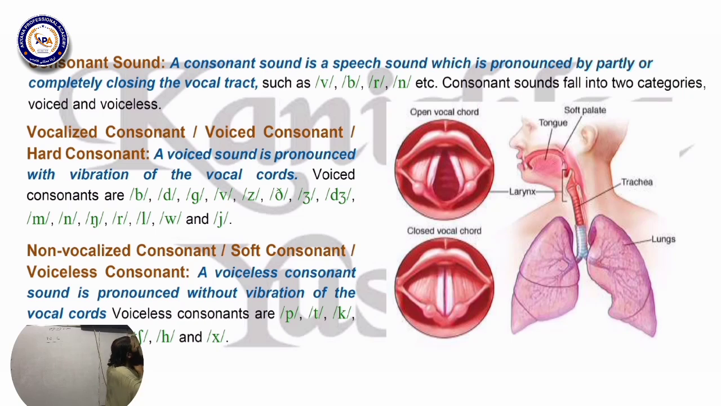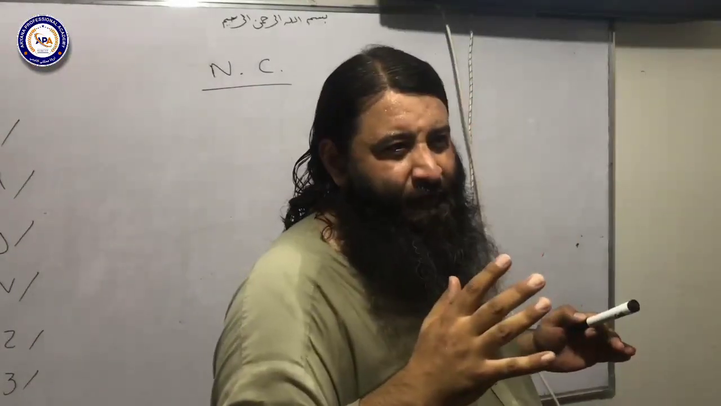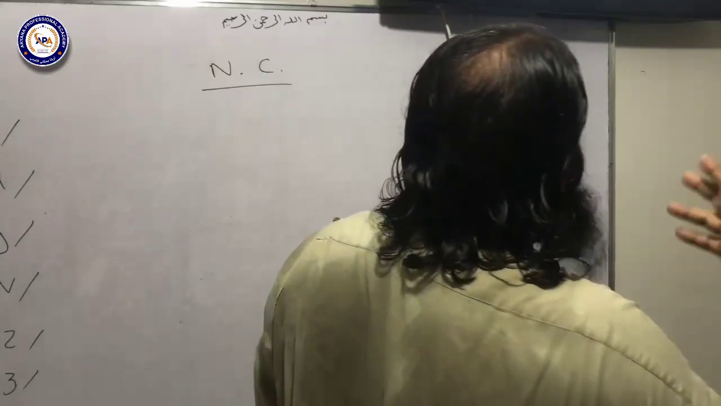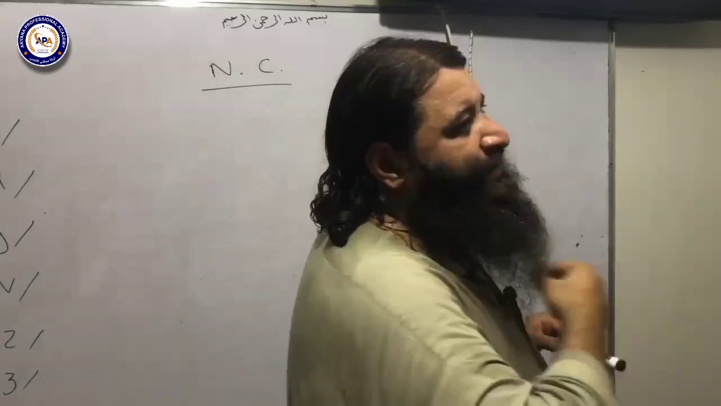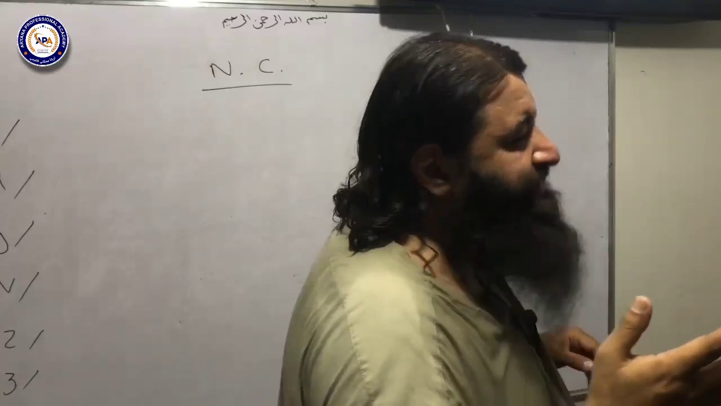The shape of the voice box is like this. It is closed. It does not open. When it does not open, the vocal cords do not vibrate. No vibration. That's why they are called non-vocalized. Vocal cords do not take part in these sounds.